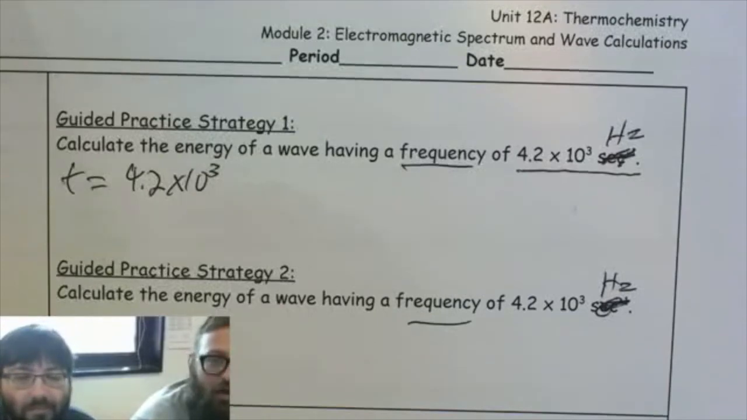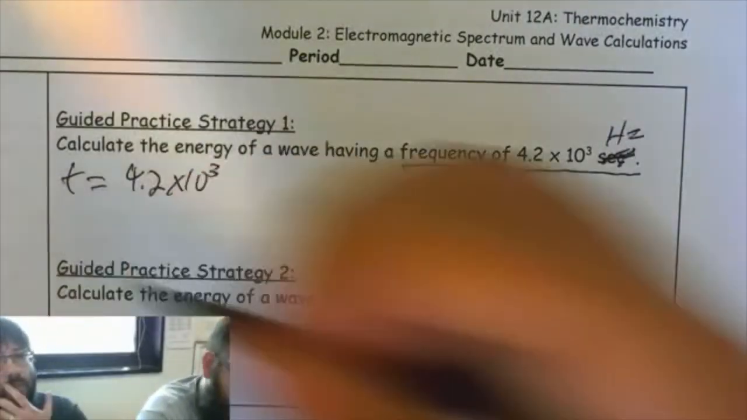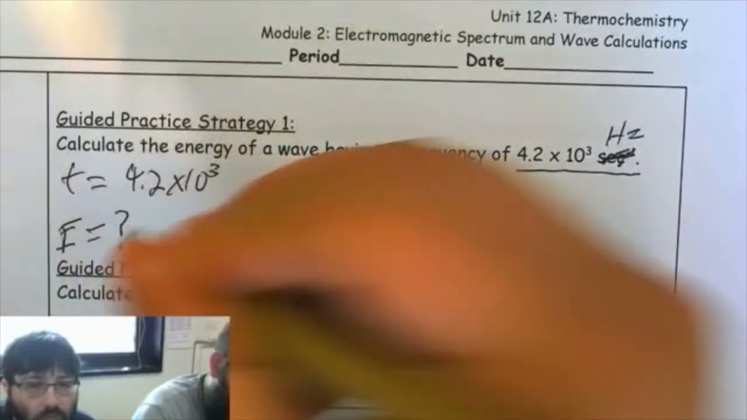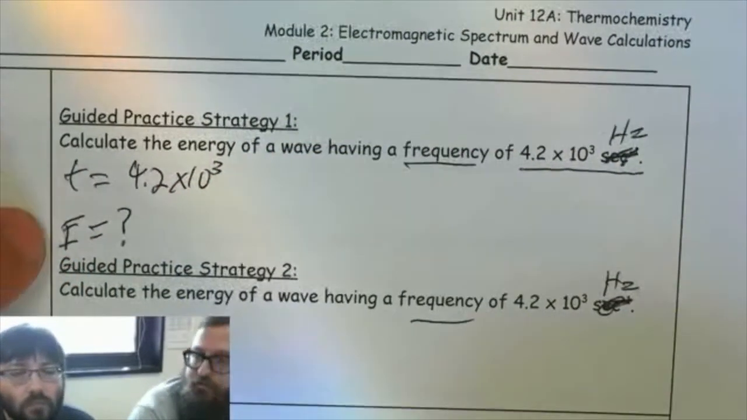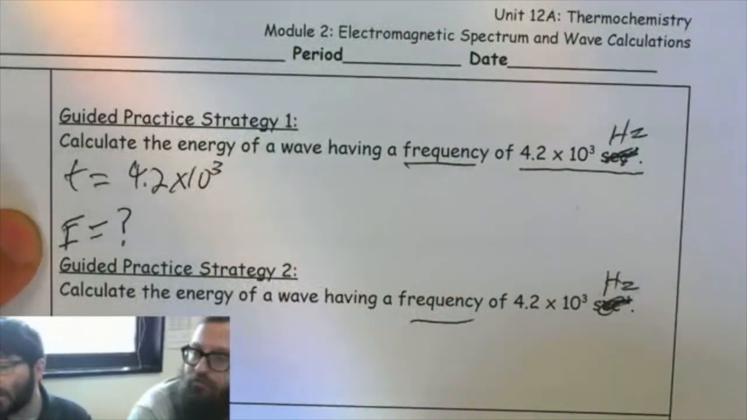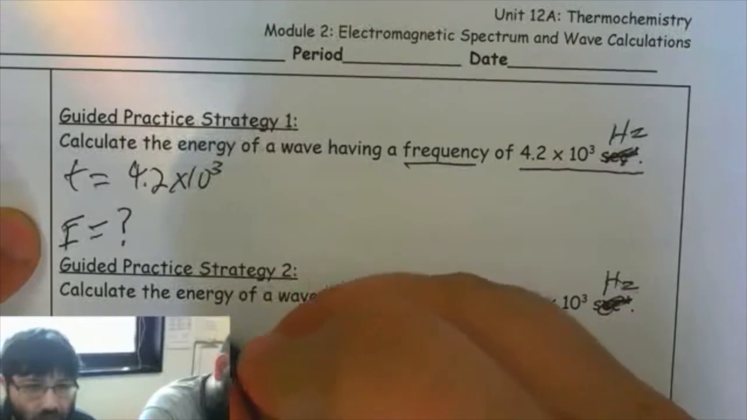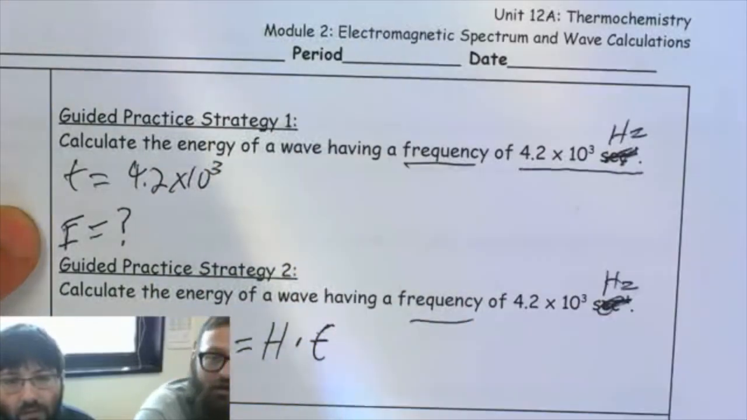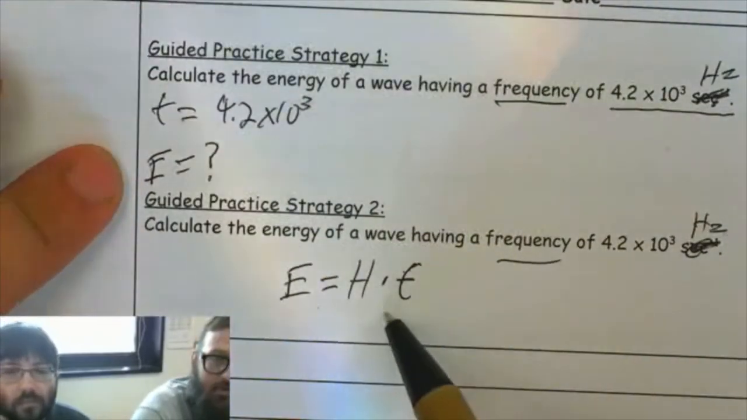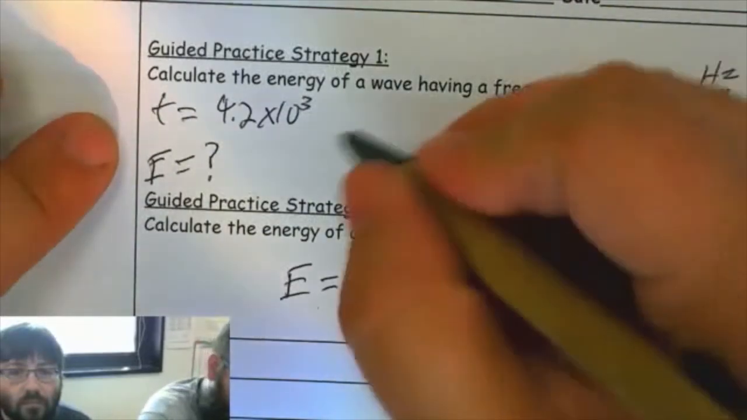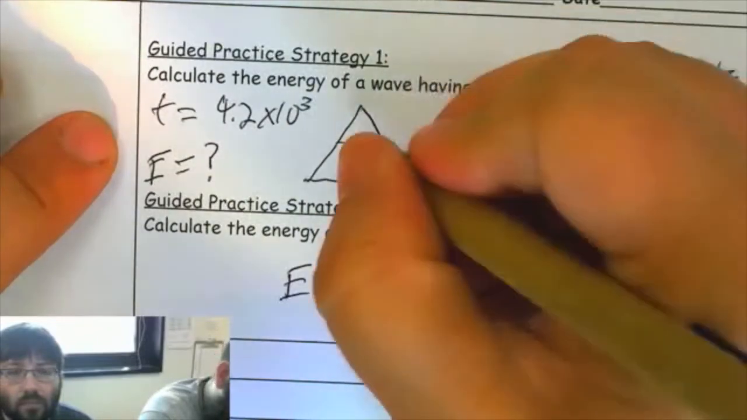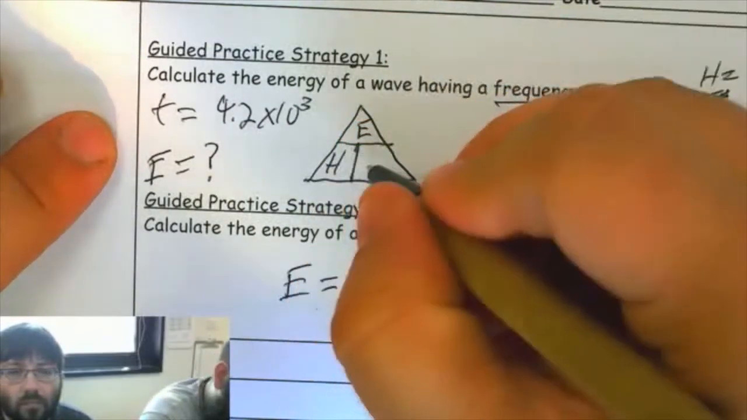Then I'm calculating the energy. How do we abbreviate energy? That one was just E. So energy is what we're solving for. We're looking for our formula that has frequency and energy in it. That was E equals h times f. I wrote that down here because we could use that second strategy to rearrange the formula, but here we're going to use the triangle. So we know that the triangle was E on top, h and f here.